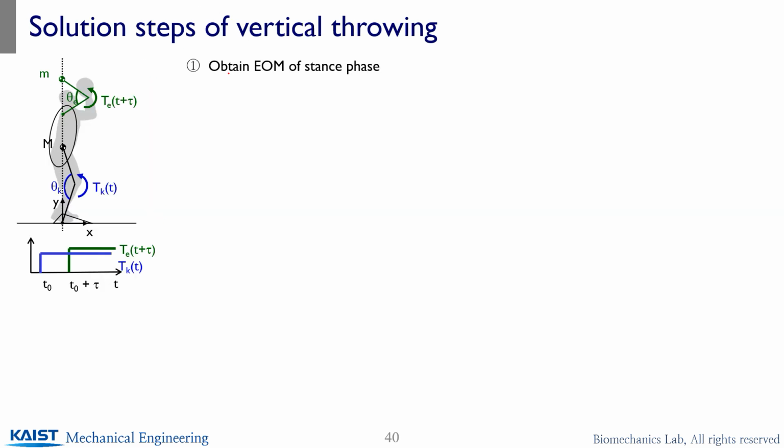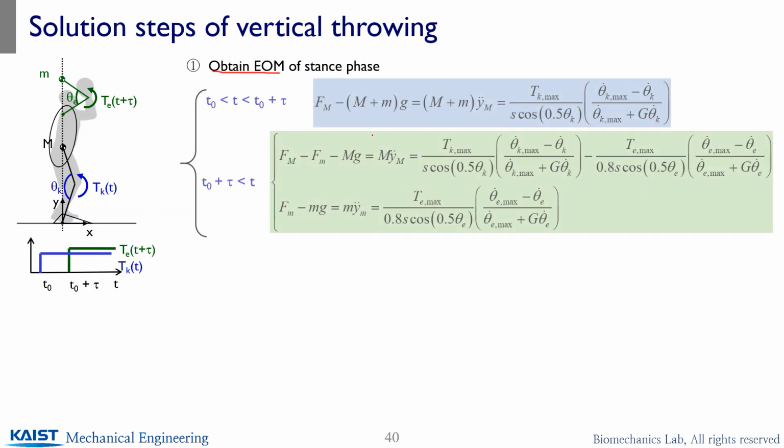So what we could have is the total equations of motion for the vertical throw. In the region t less than tau, you will have everything in terms of the torque-velocity relationship here, theta dot for the knee. And for t greater than tau, you have the capital mass dynamics involved with the knee angular velocity and the elbow angular velocity. And for the small mass, the ball mass, you only have an elbow angular velocity related force-velocity actuation.